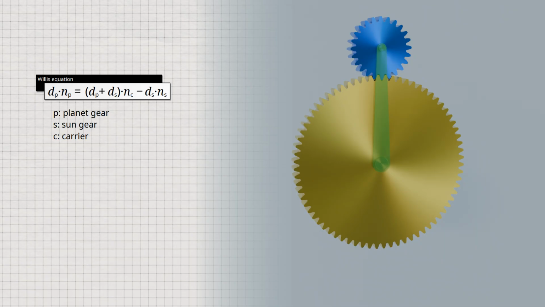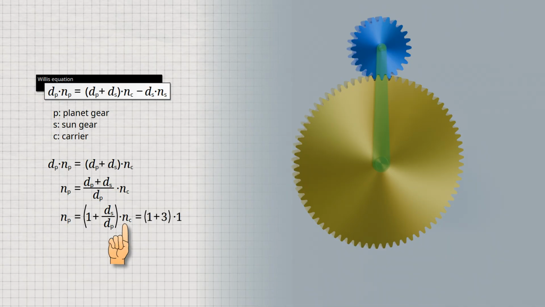As the sun gear is at rest in this case, its rotational speed ns equals 0. The Willis equation is thus simplified as shown. This equation can now be solved for the rotational speed of the planet gear np, and the formula shown is obtained. The carrier now drives the planet gear once around the sun gear so that the number of revolutions of the carrier nc equals 1. In this case, the ratio of the diameters of the sun gear and planet gear is 3, resulting in 4 revolutions for the planet gear.